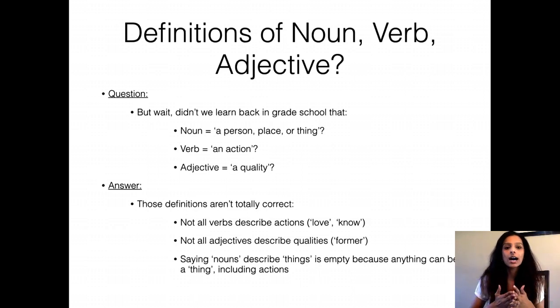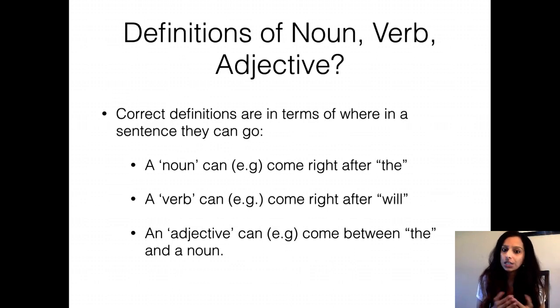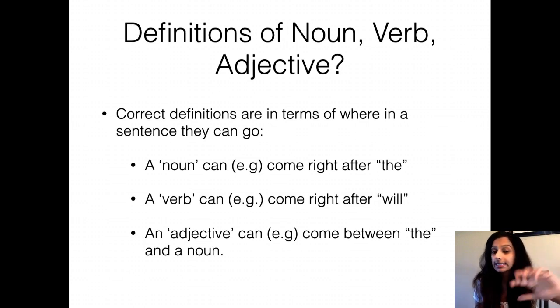You can test them, versus something like a verb as an action, which is not true, because you have different verbs like love and know that don't describe actions. Actually, love is a state of being. Knowing something is also a state of being. It's not an action verb. And not all adjectives describe qualities. And to say something is a thing doesn't mean anything, because anything can be a thing. So those definitions, throw those out of the window for the purposes of 315. They're not going to help you. They're also not going to help you if you're trying to teach English in secondary ed. I want you to teach or learn noun, verb, and adjective with these syntactic categories and syntactic definitions of them.